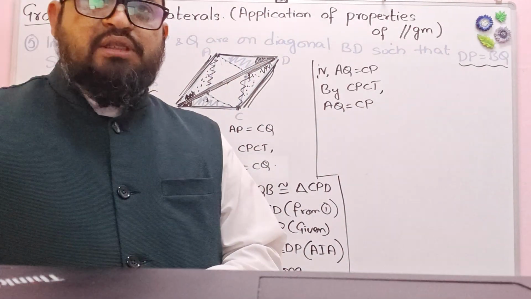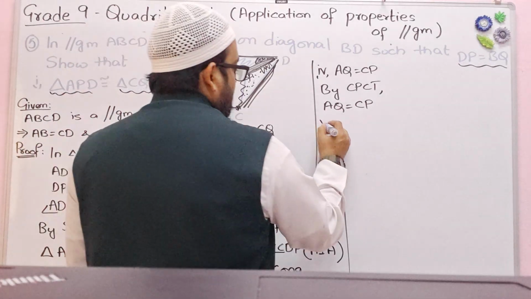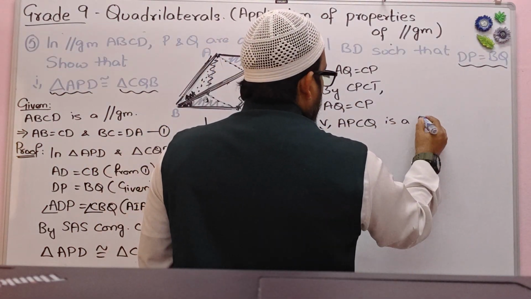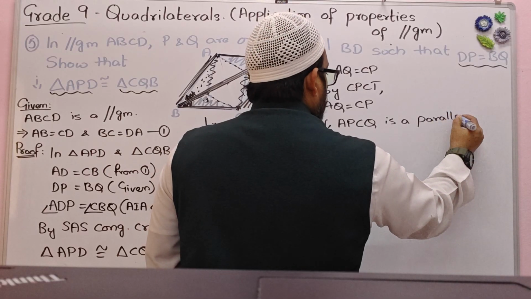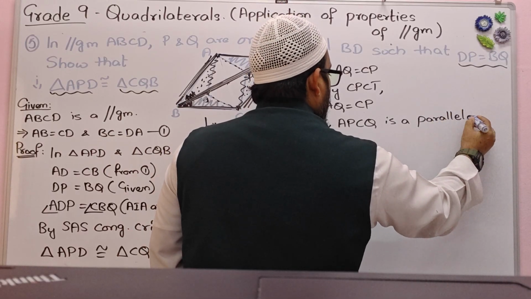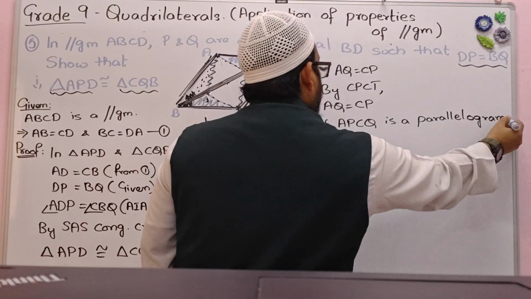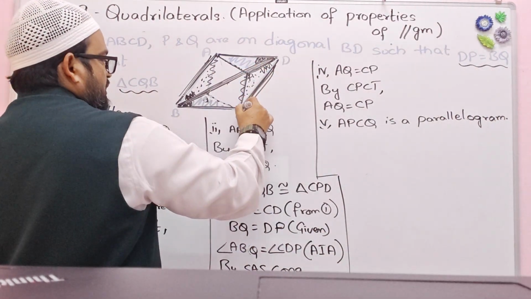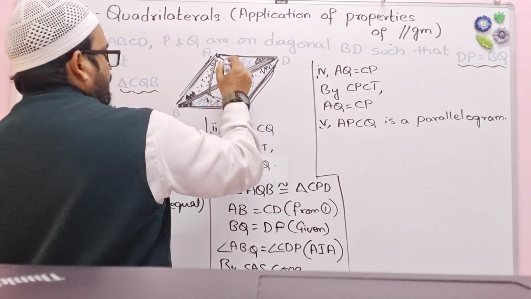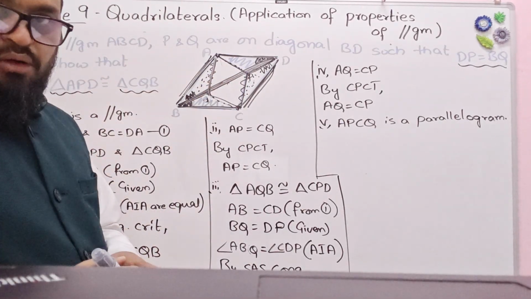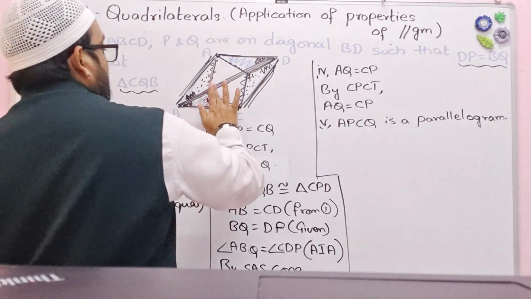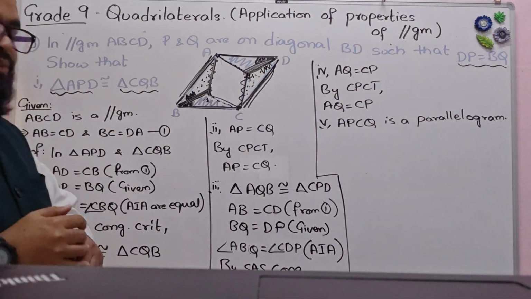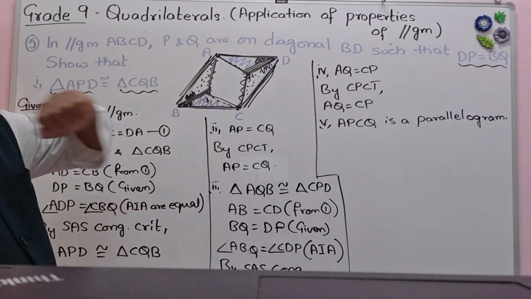Right. And after that, the fifth one, what is he telling? APCQ is a parallelogram. Where is APCQ? A, P, C and Q. You have to prove the innermost one as a parallelogram. So APCQ, if you have to prove a parallelogram, you don't know whether they are parallel or not.